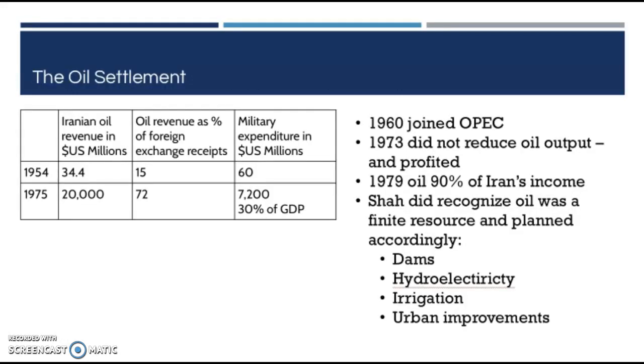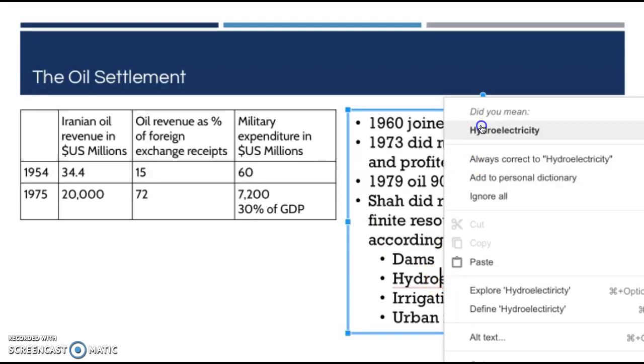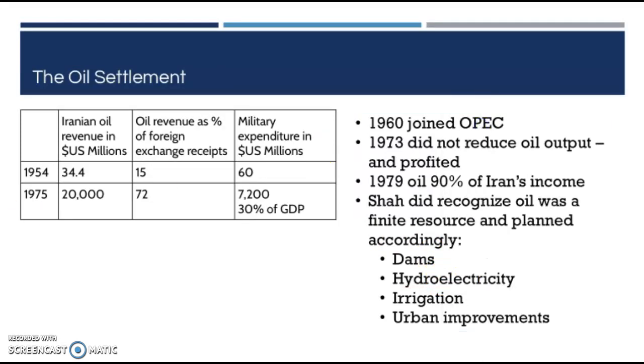It's the oil settlement that is really important in Iran and will be the basis of Iran's economy throughout this time period. And having a look at the little chart there, you can see how important oil is to Iran and its earnings. And you can see that by 1979, 90% of Iran's income comes from oil. Iran is also a big spender in military equipment.